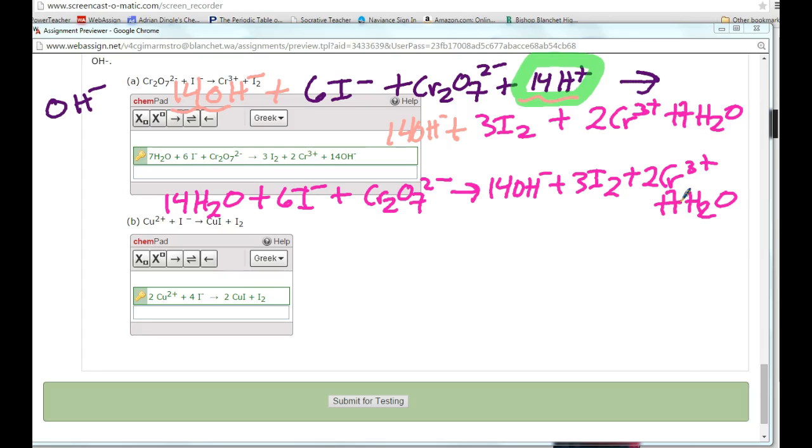So now we look at any like terms. We have 7 waters there and 14 there, and if this was math and that was 14x and that was 7x, you'd go minus 7x over here, minus 7x on this side, and what you would get is the difference on the side that it was bigger. So on this side, we're going to get 7 waters. Let's check. 7 waters, 6I minuses, that, we got that, we got that, and we got that. And the charge and the elements should all equal on both sides.